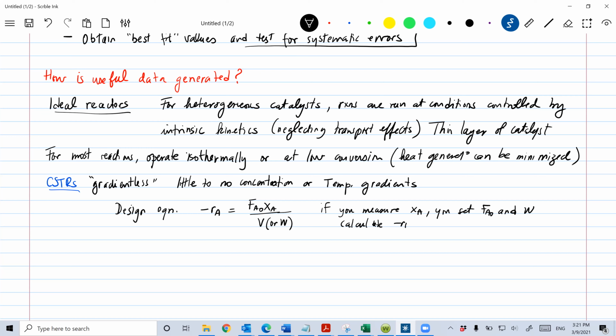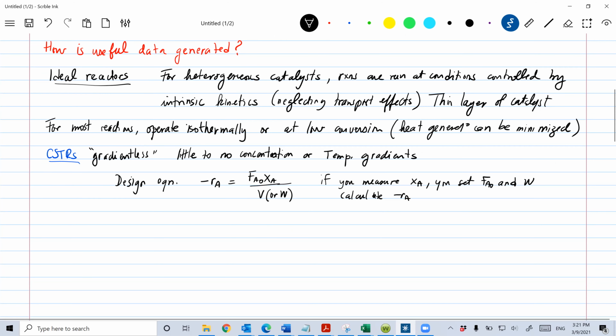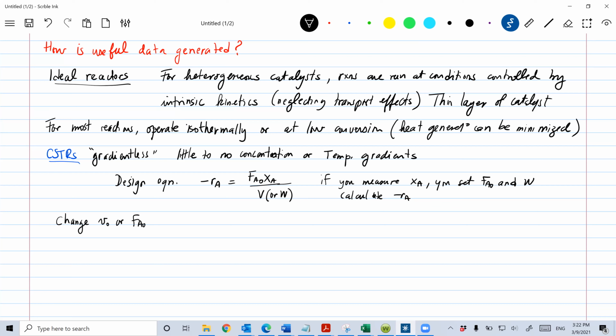You can do that for multiple different FA naughts. For example, you could take a reactor where you change V naught or FA naught. It's easier to do that than to change the catalyst weight or the volume of your reactor. By changing those, you get different XAs, and you measure XA.